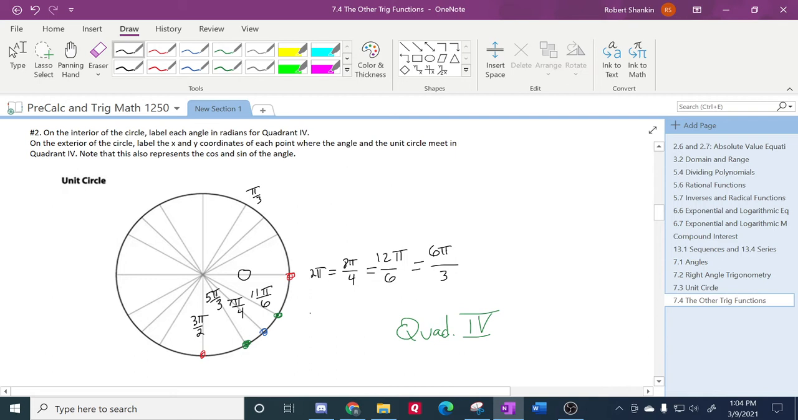All right, and then the coordinates. So let me take this point. I go 1 over, 0 up. Let's do the easy ones first. 0 to the right, 1 down. And then this one, I'm going to go square root of 2 over 2 to the right, and then I'm going to go that same amount down.